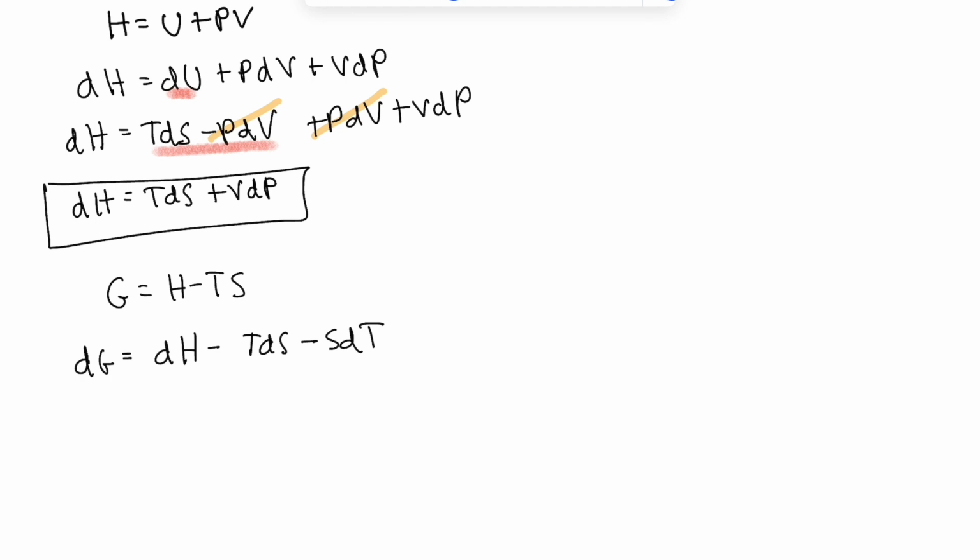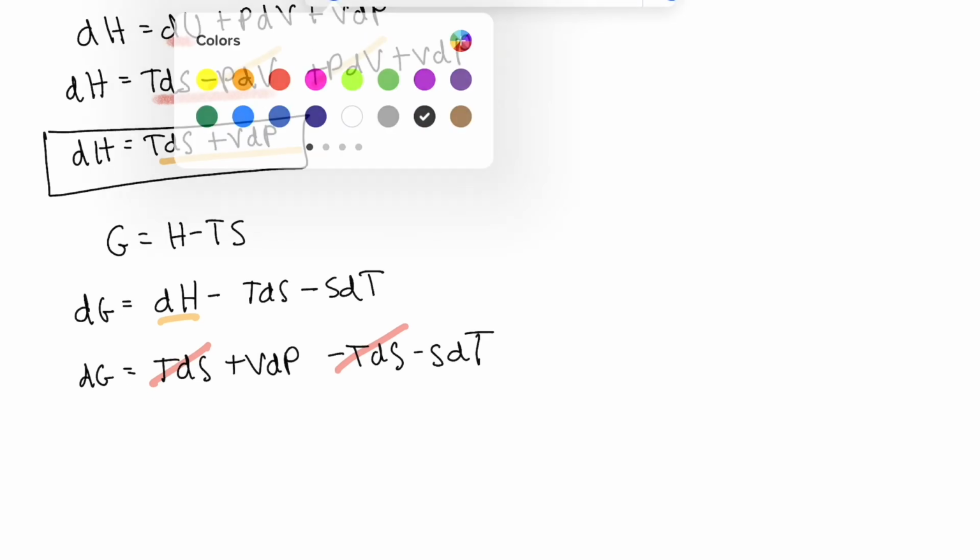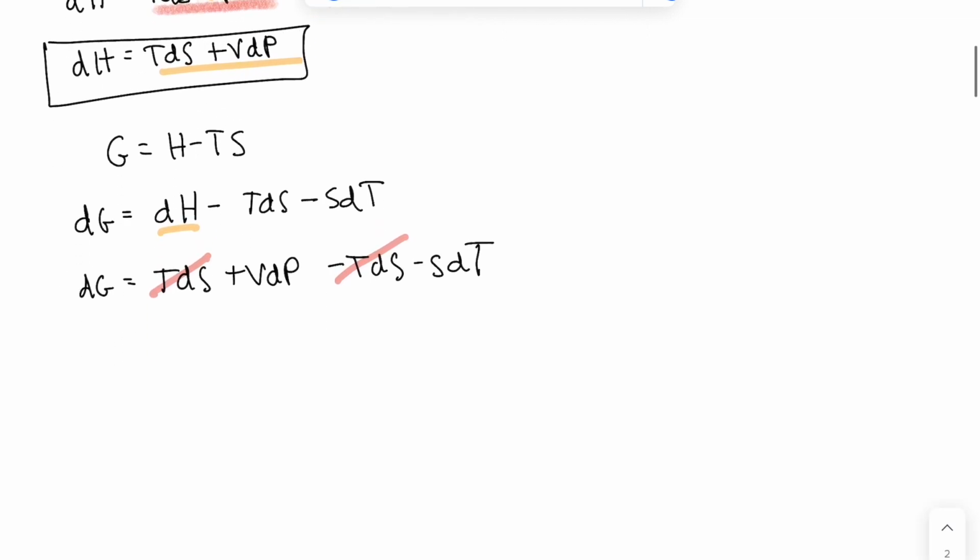Again, same approach we took before. dH is equal to that, so we'll plug it in. dG is equal to TdS plus VdP minus TdS minus SdT. And again, if I go through and see what cancels here, my TdS cancels, and I get another very simple, straightforward equation for how Gibbs free energy changes, just in terms of thermodynamic variables. I get VdP.